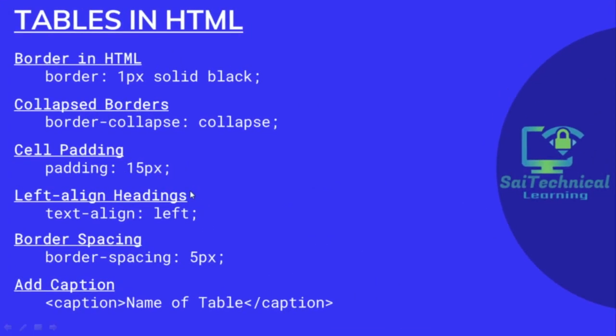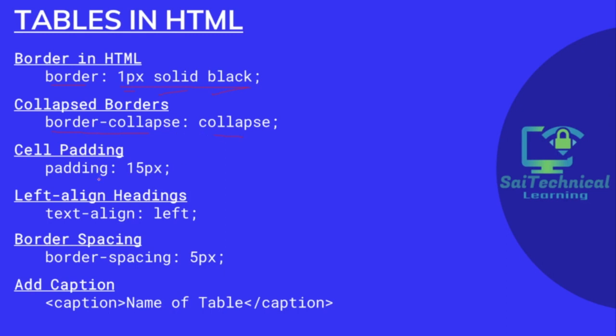Borders in HTML. How to use borders? For that we require the border property and its value. Here the first value is the width of the border, the second is the type of border, and the third is the color of the border. Similarly we can collapse multiple borders. For that we require the property border-collapse and its value collapse.